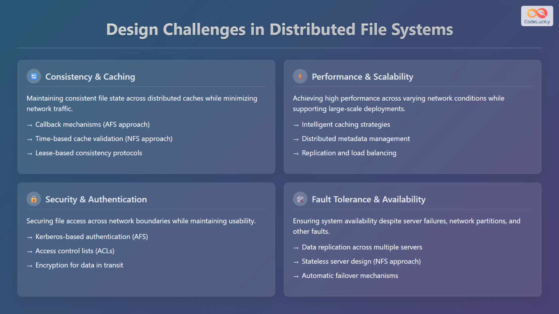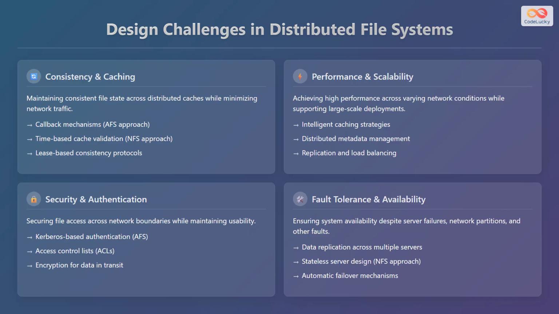Creating distributed file systems comes with specific design challenges, including maintaining consistent file state across distributed caches while minimizing network traffic. To solve the consistency and caching problem, callback mechanisms such as with Andrew File System, time-based cache validation such as with Network File System, and lease-based consistency protocols are used. Distributed file systems should be performant across varying network conditions while supporting large-scale deployments. To solve the performance and scalability problem, intelligent caching strategies, distributed metadata management, and replication and load balancing are used.